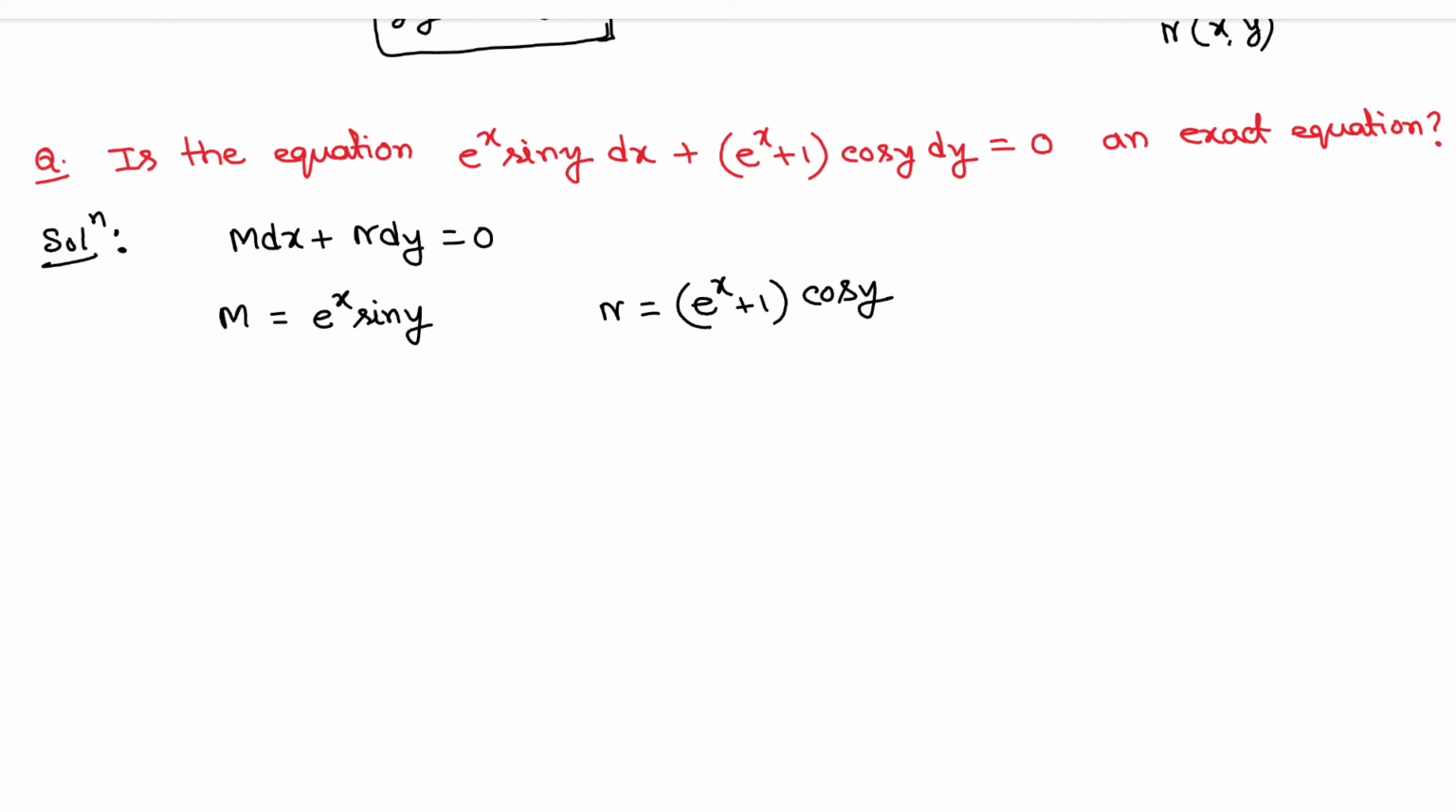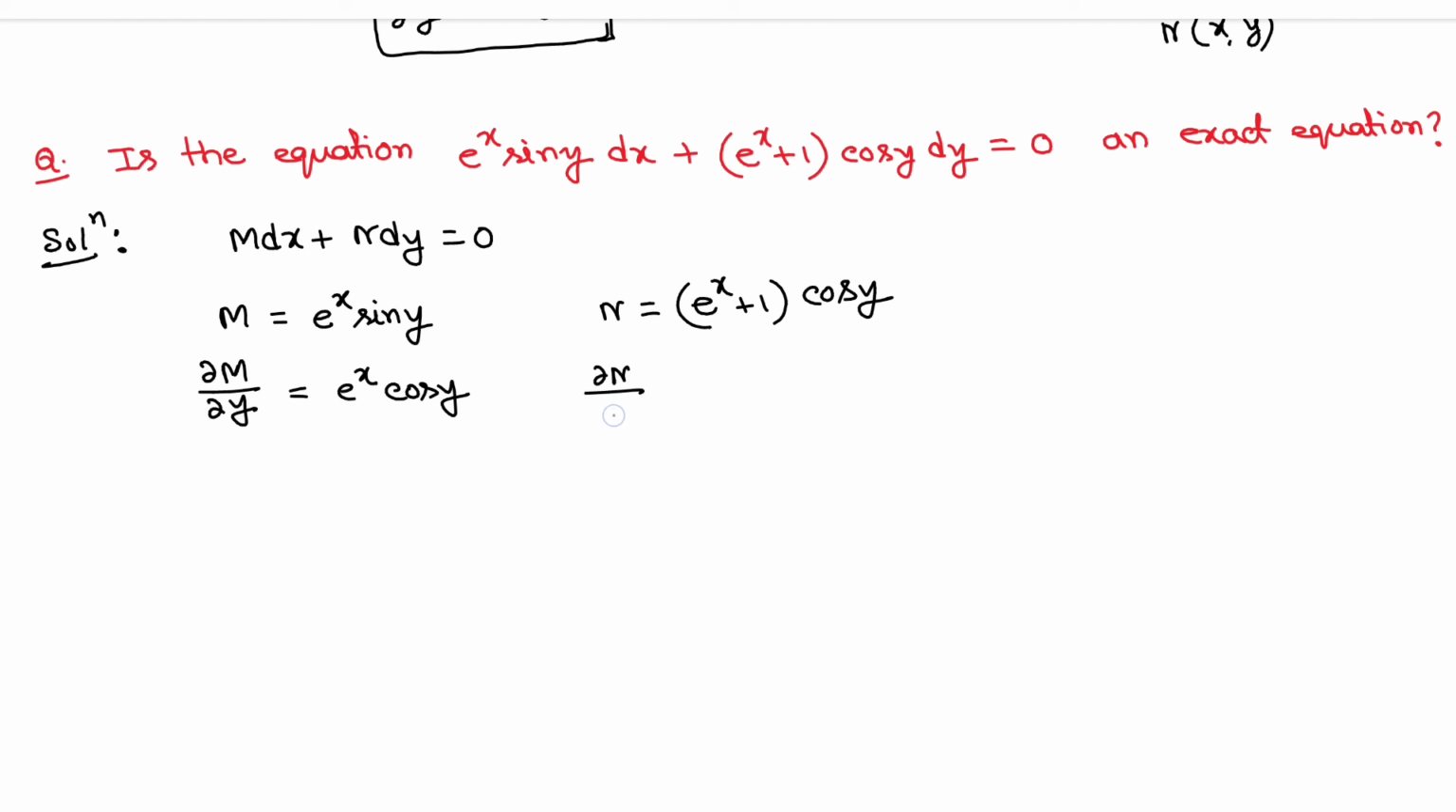Okay. Now according to the given condition, according to the condition of exactness, you have to find del M del y. That means partial derivative with respect to y. When you are deriving with respect to y, all other variables will be considered as constant. So here it is given sin y, and the derivative of sin y is cos y. So this will be e to the power x cos y.